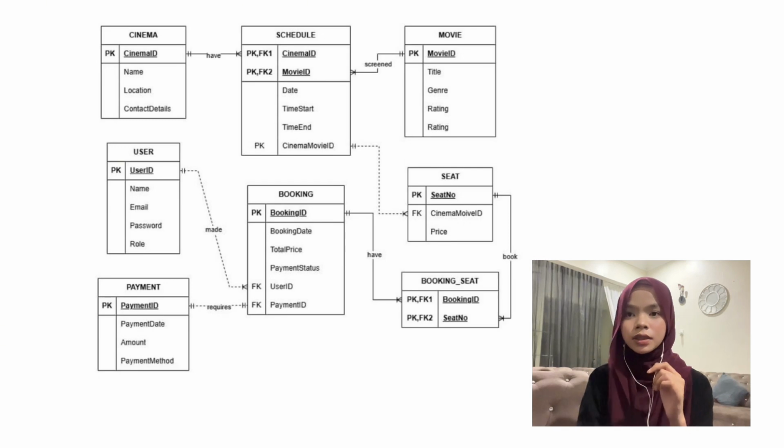The next entity is the user entity. The user entity stores information about system users. The attributes for this entity are user ID, which is the primary key, name, the user's name, email, the user's unique email address for login purposes, password, the user's encrypted password, and role, the user's role, either admin or customer.